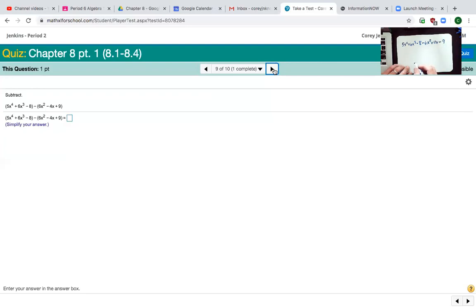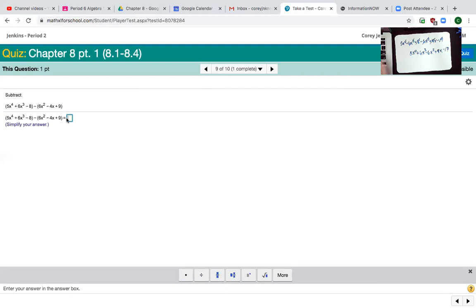Now that I've distributed that, I just need to combine like terms. So 5x to the 4 is the only x to the 4 term, so that just stays as is. This is our only x cubed term, so plus 6x cubed stays as is. We have a minus 6x squared that is its only term. Plus 4x is the only x term. And then -8 plus -9, that'd be minus 17. Okay, so there's our answer for that one, which would look like this on the screen.